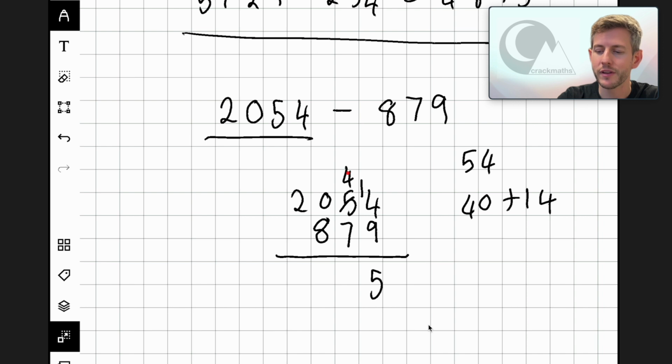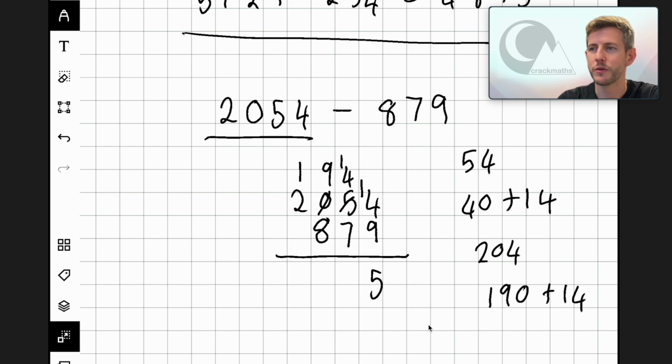So here we have 4 take away 7. Okay, so 4 take away 7 can't be done. Next to it is a 0, which does nothing. But next to that is this 2, which is 200. So we can think of this as 204, which we could also think of as 190 plus 14. So we change this to a 1, we change this to a 9, and we change this to a 14.